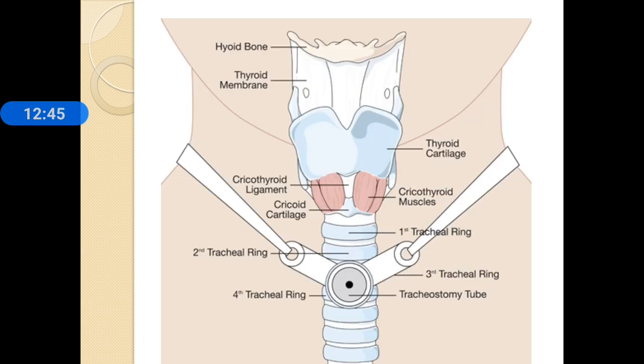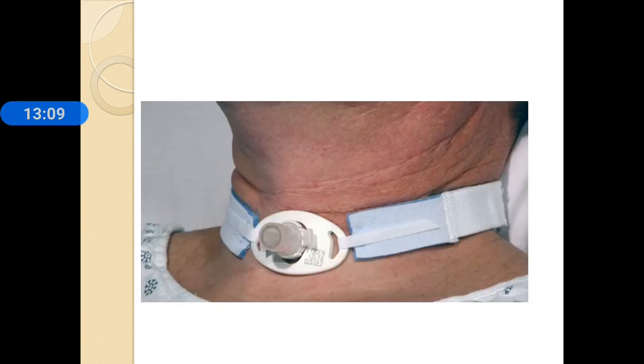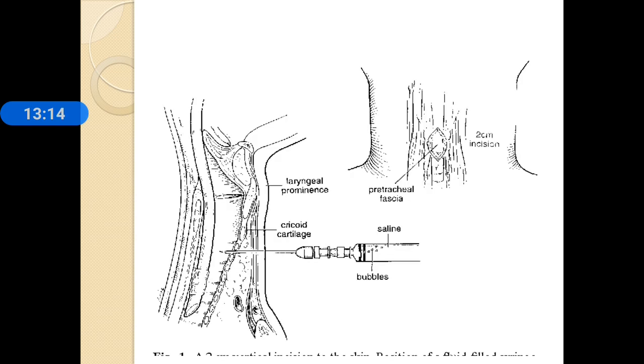So this is how the end result will look like. You can see the hyoid bone, thyroid membrane, thyroid cartilage, cricoid cartilage and ligament, and then you can see the tracheal rings. In this case, it is a mid tracheostomy picture. You can see the tracheostomy tube going through the third and fourth tracheal rings and the neck strap on either side. So this is how it looks in real. This is how you can see how the local is given.